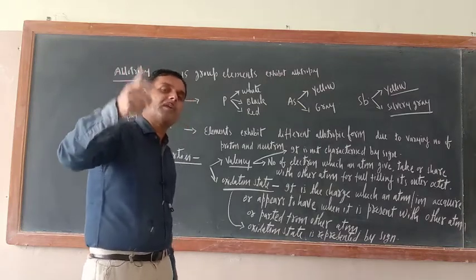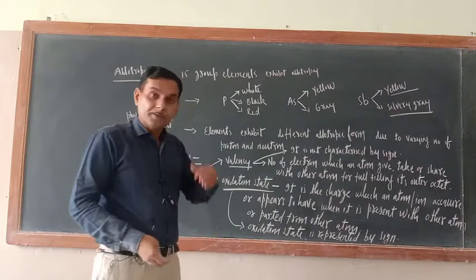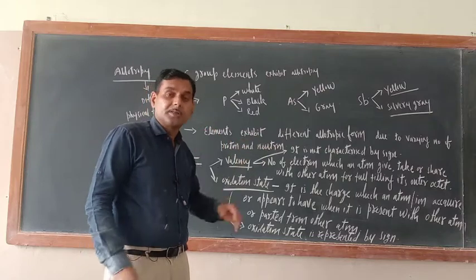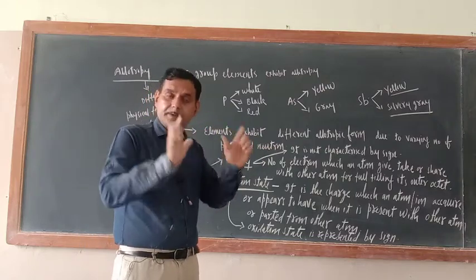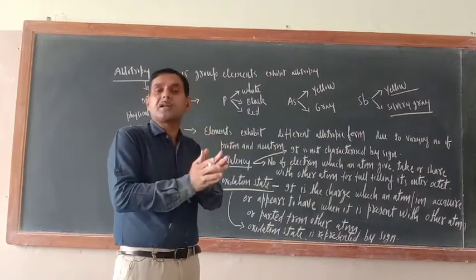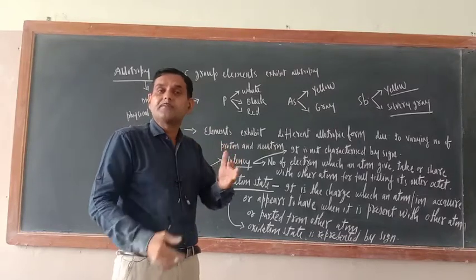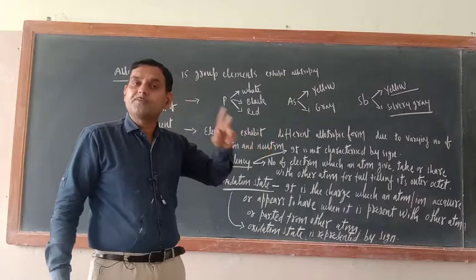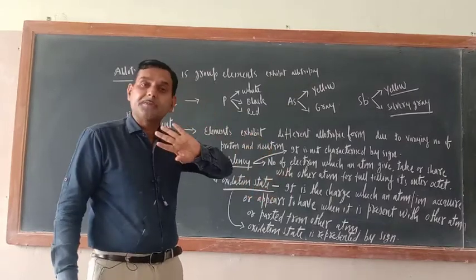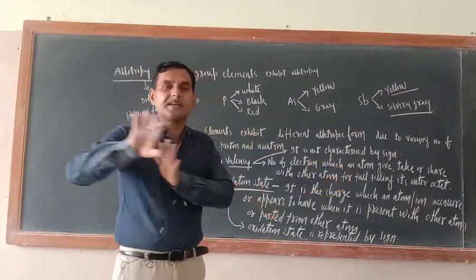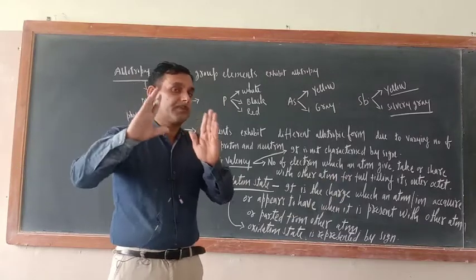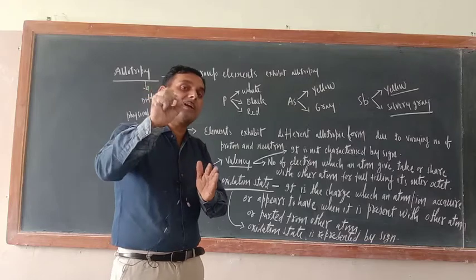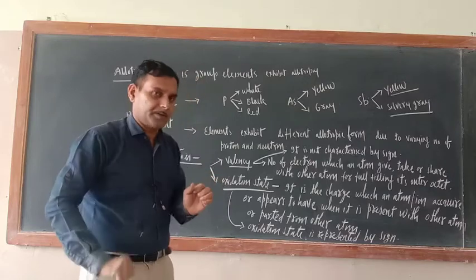Now in physical form, how many things will come? Physical state may come, density may come. Their shape will come, structure will come, density will come. These are the things, meaning allotropic forms will have different physical properties but the same chemical properties. So the definition is absolutely correct. Allotropes are the different physical forms of the same element, okay.